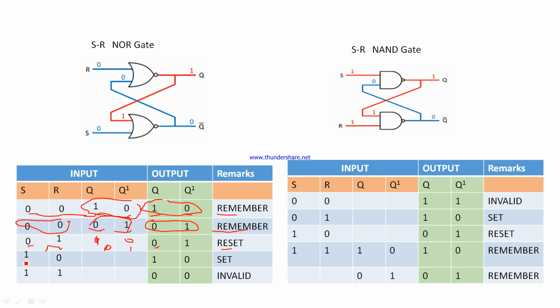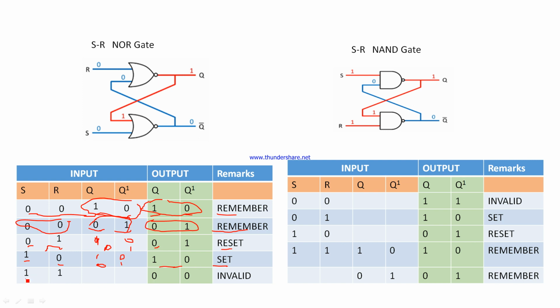Next. If we put S 1 and R 0, at one time we can assume Q 1 and Q dash 0. The output Q will become 1. When Q becomes 1, we call that the set state. Another possibility is we put S 1, R 0. We assume Q 0, Q dash will become 1. We will get the same output as Q is 1. We call that a set state.